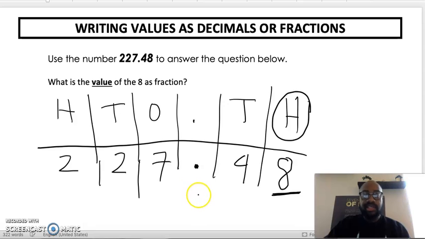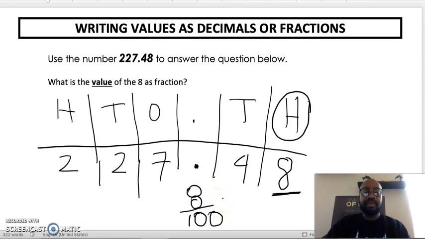So what this is saying is that there is an 8 in the hundredths place. In order to write the fraction, I write the number that I'm counting as my numerator, and then the place value it's in as the denominator. There's an 8 in the hundredths place, so my fraction is 8 hundredths.